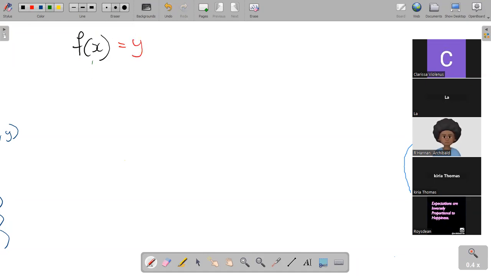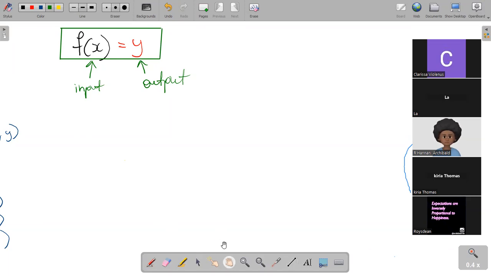Same concept though. X is called our what? Input. Y is called our what? Output. Everybody with me so far? Do not get confused by the simple adjustment. This is just the more complicated representation of what we were doing. So everybody with me so far?